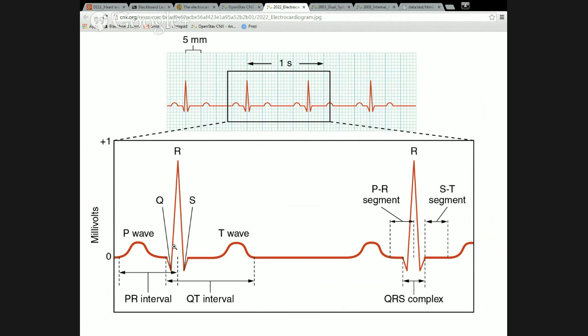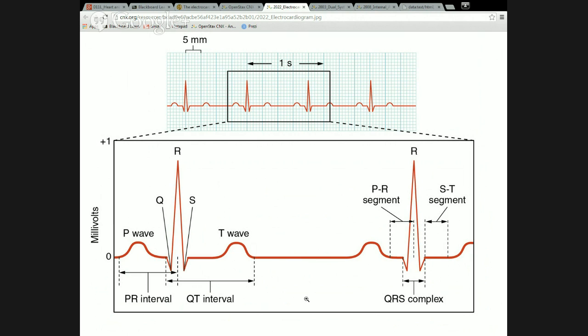So the pen starts off at the zero point, and it moves up, and we call that the P wave. And it goes back down to zero, and moves down and up and down and back to zero. That down, up, down thing is the Q, R, and S waves, which we collectively call the QRS complex. They happen so quickly together, and they really represent one event. So we just lump them all together.